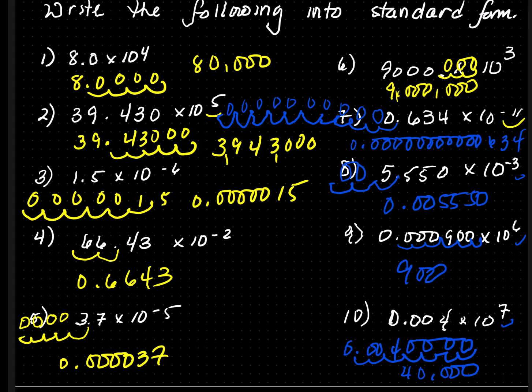So writing scientific notation into standard form, we just do the opposite of what we did when we did proper scientific notation. When the exponent is positive, we move to the right because we want a larger number. If the exponent is negative, we move to the left because we want a smaller number. Just look at the sign for the exponent, locate your decimal, and move accordingly.